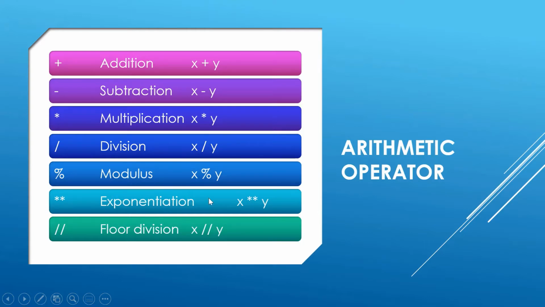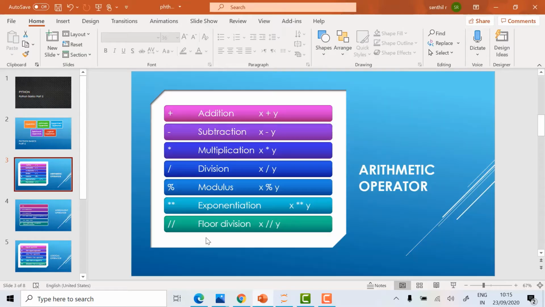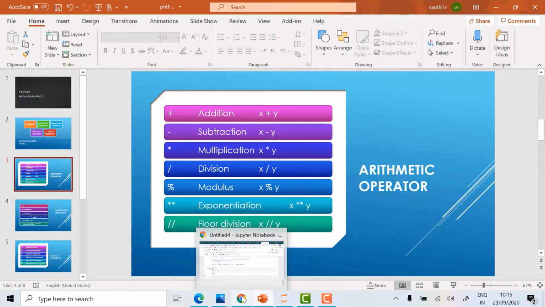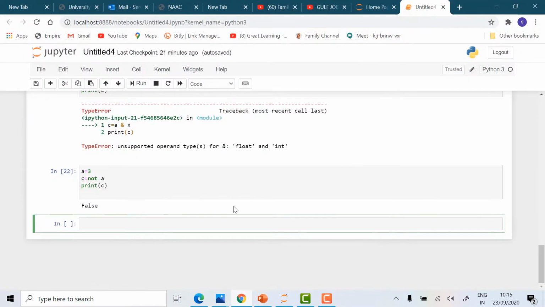And for exponential, like x square, x cube, you write star star. Floor division means an answer without any decimal, and you use a separate symbol for that. Let us see this in Jupyter. As I already told you in the first video, I'm using Jupyter. We will use addition, subtraction, division, modulus, and exponential in Jupyter.